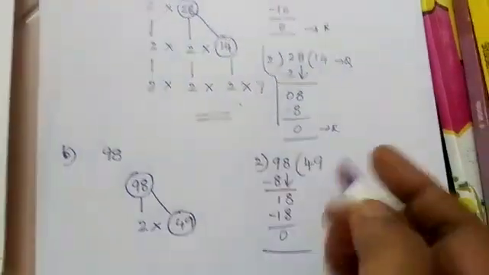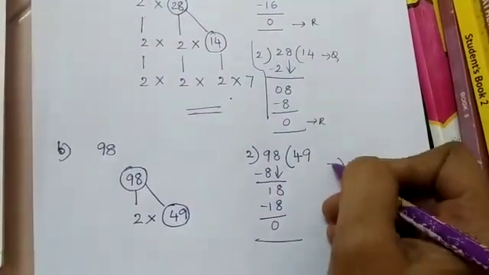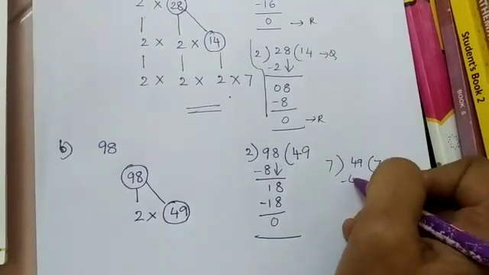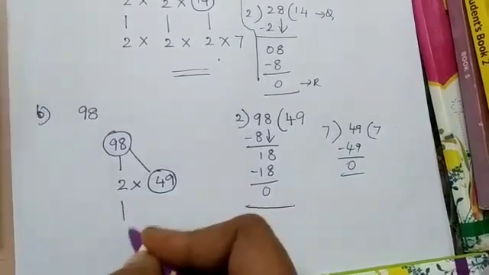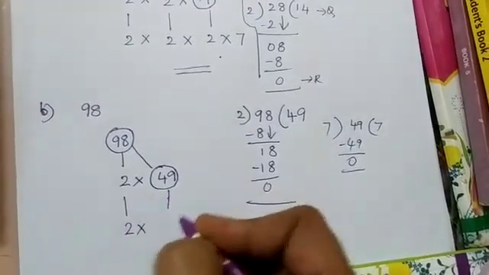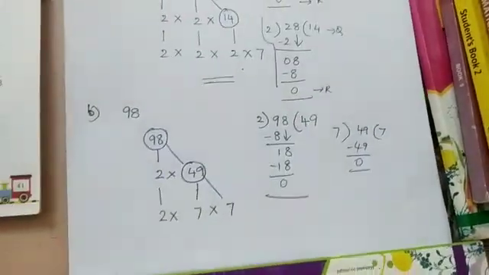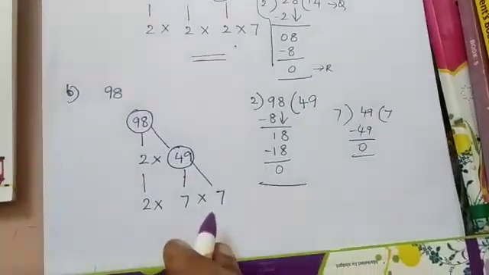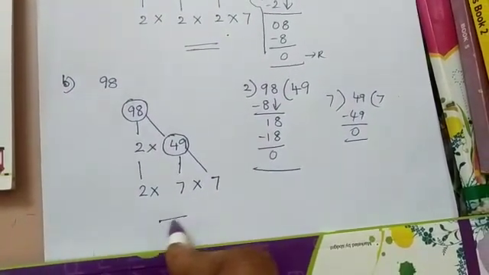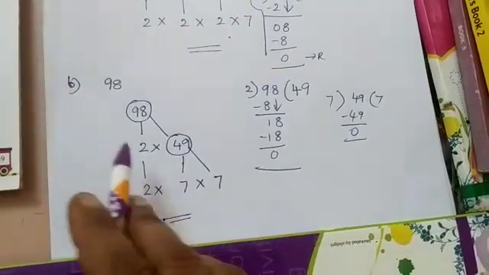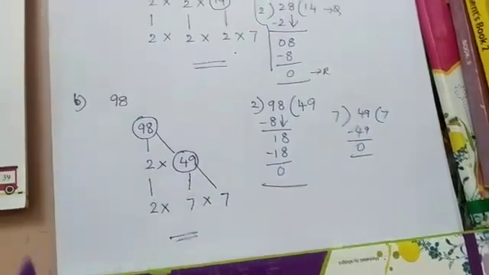So 49 can be written as, in the 7 table, 49 goes 7 times. Yes, so 7 7s are 49. So this is 2 into 7 into 7. Okay, 2 into 7 into 7. 7 is a prime number. So this is the answer. This is the factor tree representation of the given number.